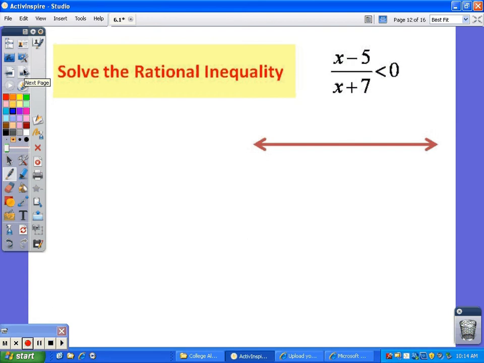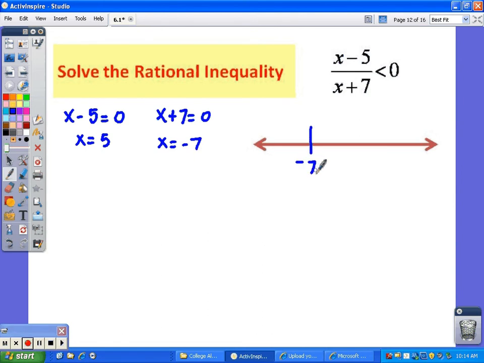So let's look at this first one. x minus 5 over x plus 7 is less than 0. Now they've already set it to 0 for us. So we're going to take the numerator, set it equal to 0, and that would give us 5. Take the denominator, set it equal to 0, and that would give us -7. Now these are what we call our critical values or critical points. They need to be placed on the number line correctly. So of course -7 is smaller than 5, so we'll put the -7 on the left, the 5 on the right.